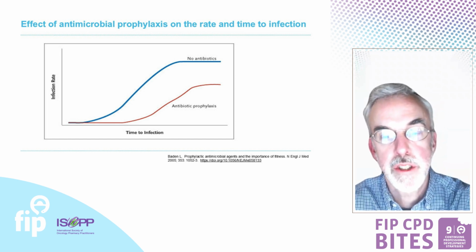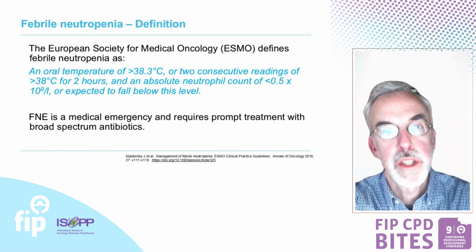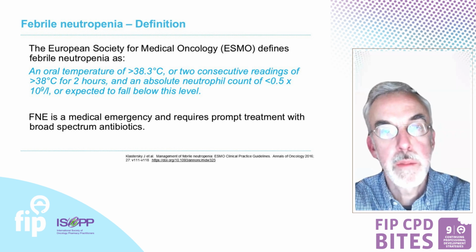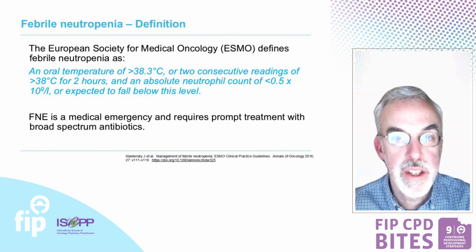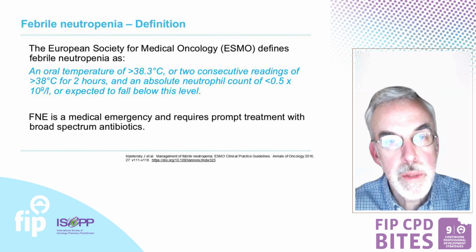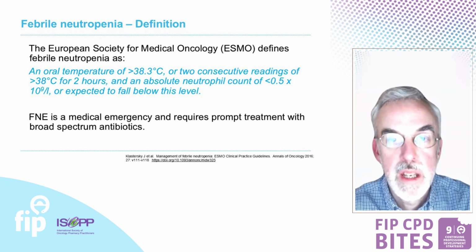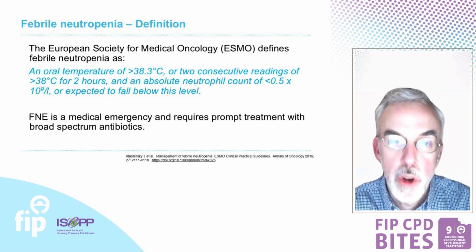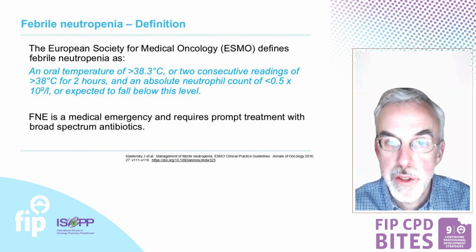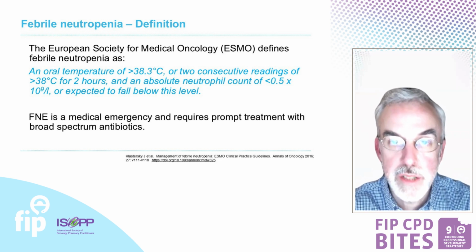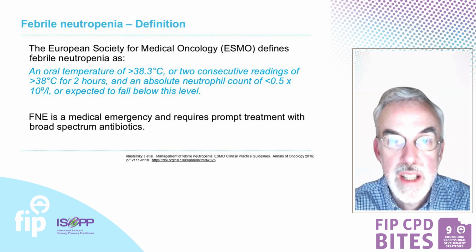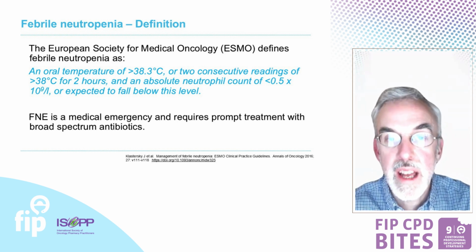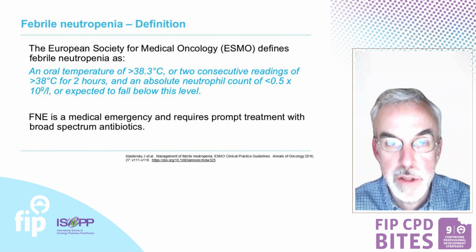For the last part of this presentation, I just wanted to briefly mention febrile neutropenia, appreciating that this could potentially be a whole talk in its own right. The European Society for Medical Oncology, ESMO, defines febrile neutropenia as an oral temperature of greater than 38.3 degrees Celsius or 2 consecutive readings of greater than 38 degrees Celsius for 2 hours, and an absolute neutrophil count of less than 0.5 times 10 to the 9 per litre, or a count that's expected to fall below this level.